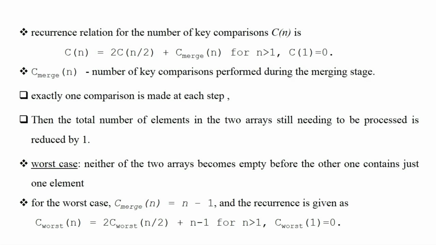So, the worst case is when none of the two arrays becomes empty. When one array becomes empty, that means the other array has just one element. Until then, none of the arrays will become empty. So, for the worst case, the number of comparisons for the merge function will be n minus 1, and hence the recurrence for the worst case is given as C worst of n is equal to 2 times C worst of n by 2 plus n minus 1. Once again, the number of comparisons when there is only one element is 0.